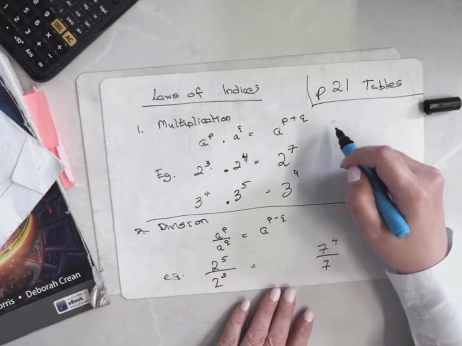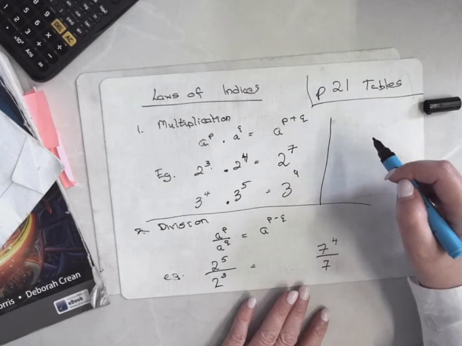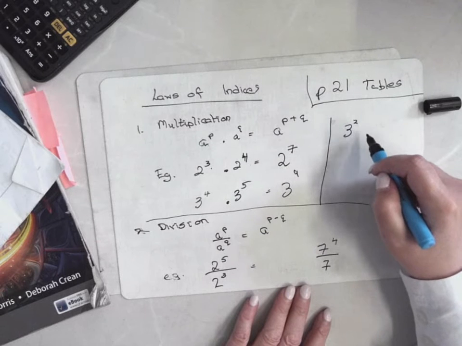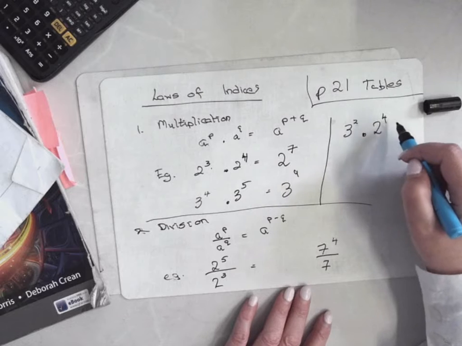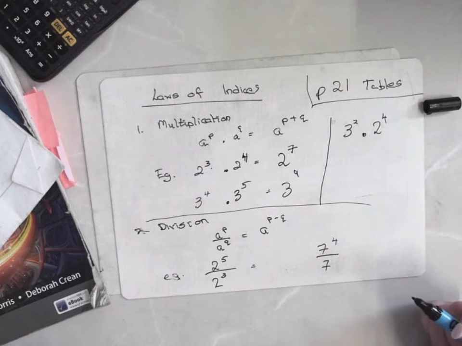Okay, right. Just don't write down this bit now. This is just me saying the bases have to be the same. So if I had something like 3 to the power of 2 multiplied by 2 to the power of 4, is there any shortcut for that? No, there is no shortcut for that.